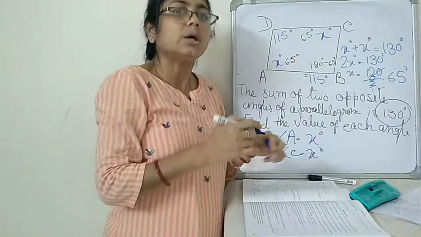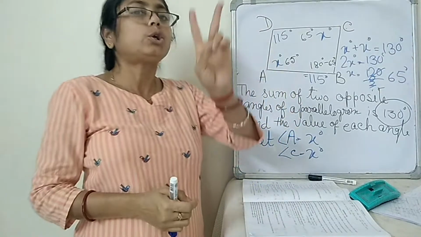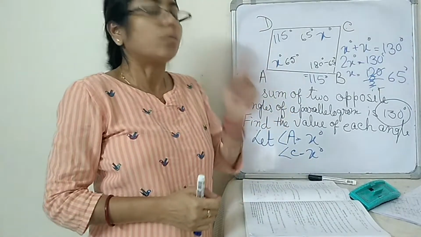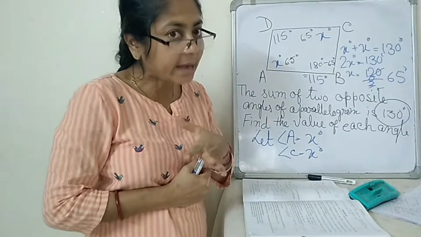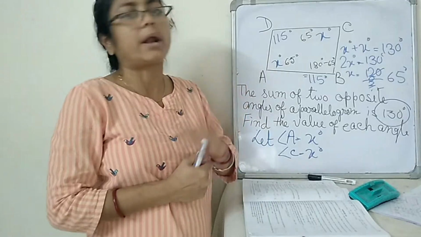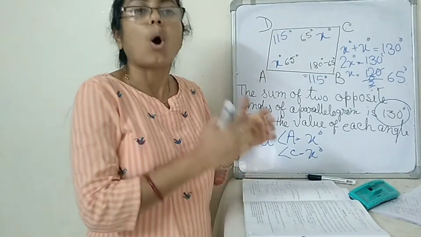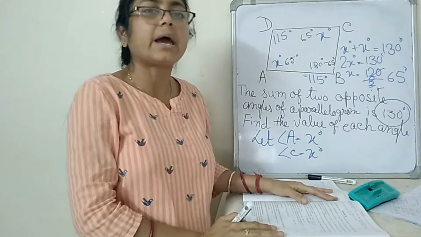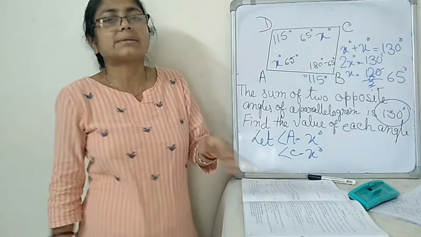Clear? So from the first to this math, we learn two rules. One rule is if two adjacent angles we add, it is always 180 degrees. And the two opposite angles are always equal. Clear? Okay, I just check the message, then come back.